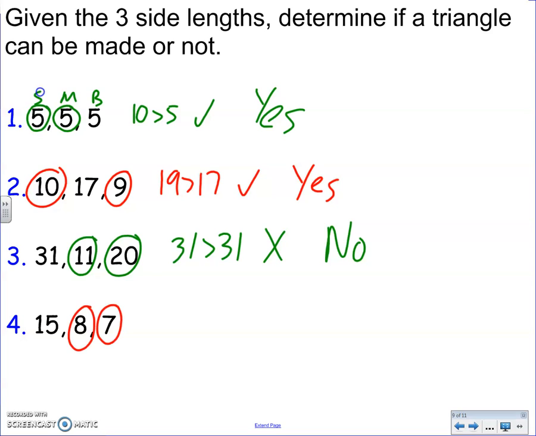And then the last one. Smallest is 7. Middle is 8. Add them together, it's 15. Is 15 bigger than the largest side, 15? Answer is nope. So that's no. All right, so that's what you do if they give you all 3 sides.